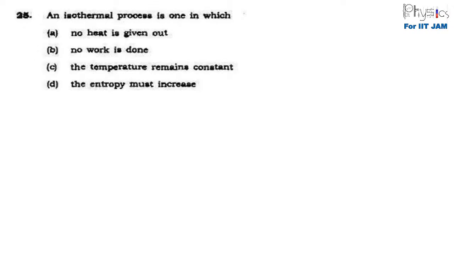An isothermal process is one in which, hi Himjyoti, hello, you are a new viewer here. Okay, an isothermal process is one in which option A, no heat is given out, option B, no work is done, option C, the temperature remains constant, option D, the entropy must increase.